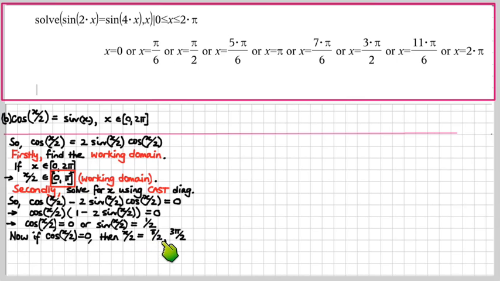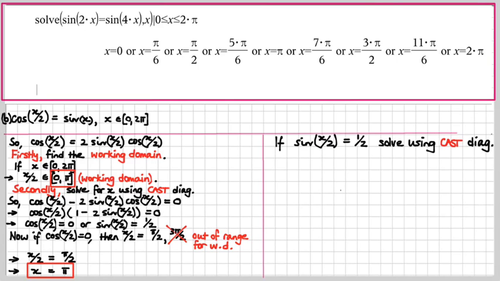X on 2 goes from 0 to pi. Well, wait a minute, I'm having a think. Well, that second one's out of range. Oh, I tricked myself. I did know it was out of range, okay? But you immediately know you're out of range when you've got a working domain. So, therefore, x on 2 is only pi on 2, therefore x is pi. Only one solution out of that.